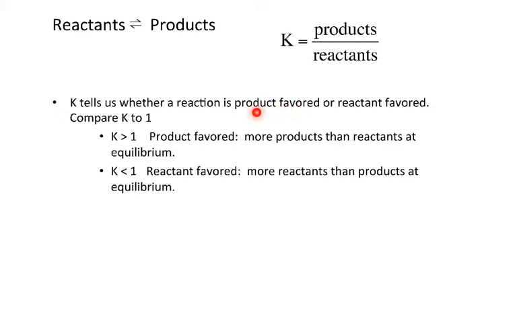When we say product favored, that means there's more products present at equilibrium. If I say a reaction is reactant favored, that means there's more reactants present when the reaction is at equilibrium. So to answer this question, I compare K to 1. When K is bigger than 1, that means I have more products than reactants, and we'd say the reaction is product favored. When K is less than 1, that means the denominator is bigger than the numerator, so I have more reactants than products, and we would say that the reaction is reactant favored.